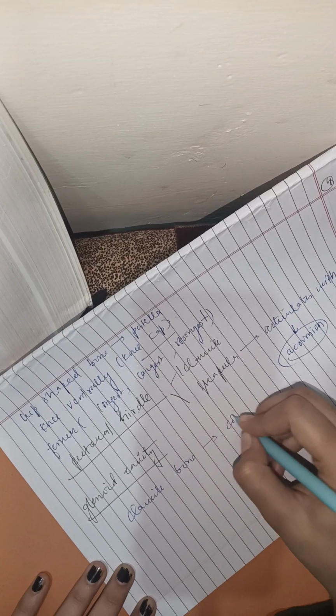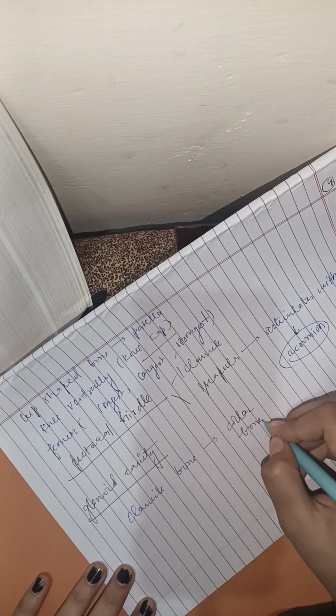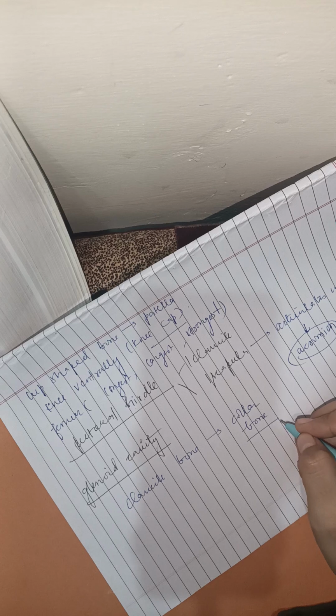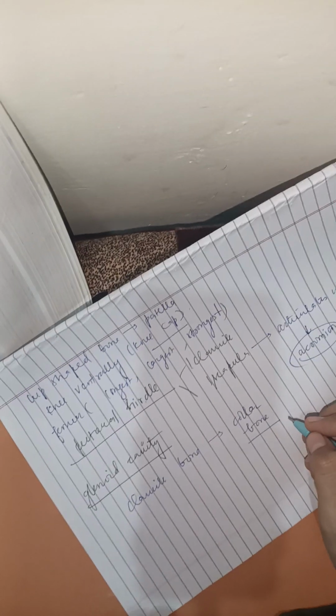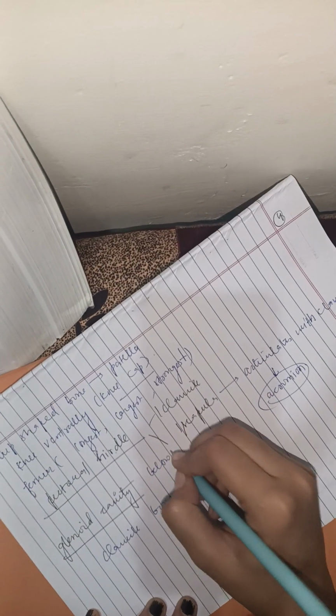Clavicle bone is also called the collarbone. Glenoid cavity articulates with the head of the humerus to form the shoulder joint. It is below the acromion.